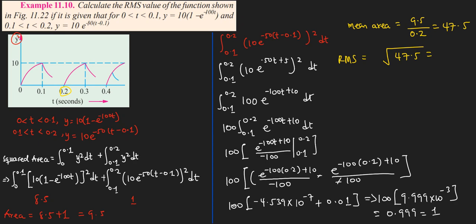That will give us a value of 6.892. Okay, let's round this to 6.9. So this will be the RMS value for this function here.